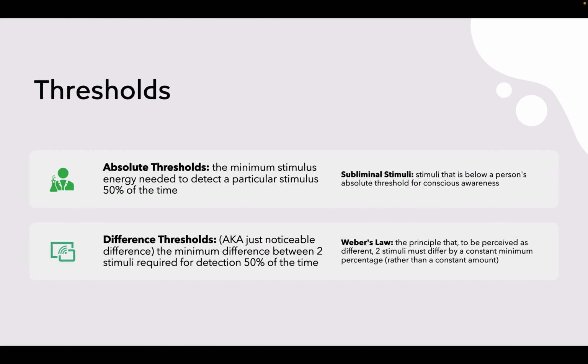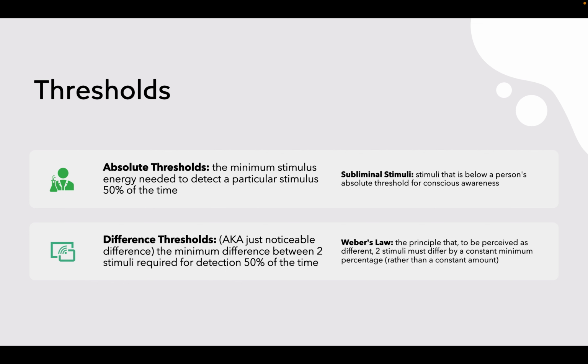In order for us to be able to perceive something, it has to really reach a certain threshold. In order for us to consciously perceive something, it has to reach a certain threshold. This threshold is called the absolute threshold, and that is the minimum stimulus energy needed to detect a particular stimulus 50% of the time.